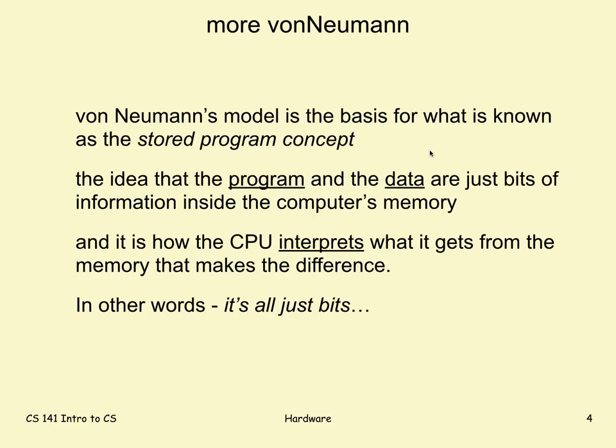Von Neumann's model is the basis for what's known as the stored program concept. In von Neumann's idea, all of the data and the programs are both stored in the main memory of the machine, and they are stored in exactly the same way. How your program executes depends on how the CPU interprets what it receives from the memory, whether it's data or whether it's program. So the simple way of looking at the von Neumann architecture is it's all just bits in the memory.